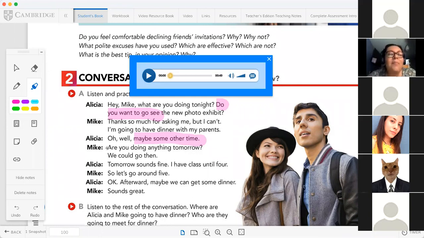Okay. So then we have Mike says, hey, are you doing anything tomorrow? We could go then. Ah, how sweet. Él no pudo hoy en la noche, pero le está diciendo, hey, but tomorrow. Are you doing anything tomorrow? And then Alicia is like, tomorrow sounds fine. I have class until 4. Yeah, thank you, Jasmine. Por favor, dile que me di cuenta porque se queda como conectándose y no logra entrar. Tell her not to worry, I'm recording, okay? So tomorrow sounds fine. I have class until 4. So let's go around 5. Okay, afterward, maybe we can get some dinner. Sounds great. Y de ahí saldrán los planes.